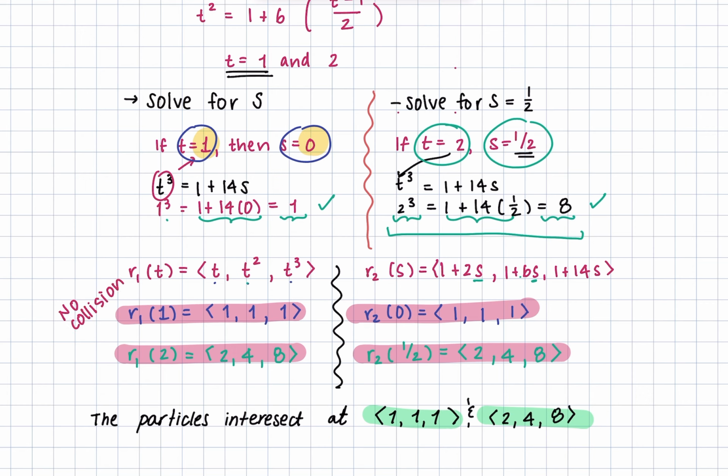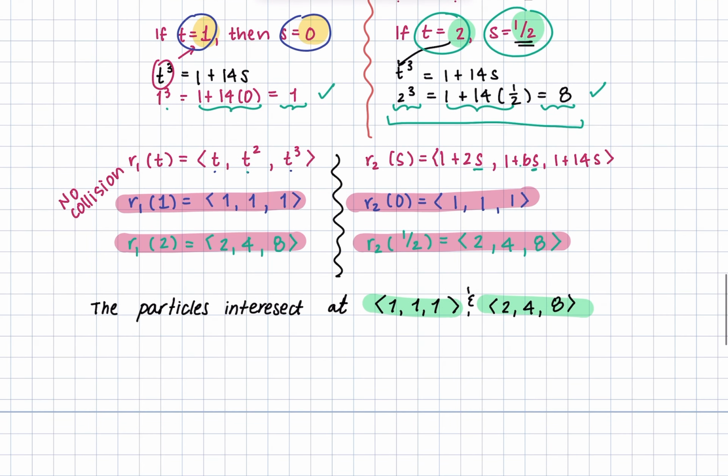Similarly for the second one, we notice that time t equals 2 does not equal s equals 1/2. So 2 and 1/2 do not equal each other. Therefore, this vector does not collide either. So no collision. So the particles do intersect at 2 points, but they don't collide for this question. Thanks.